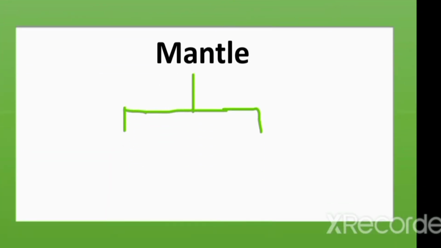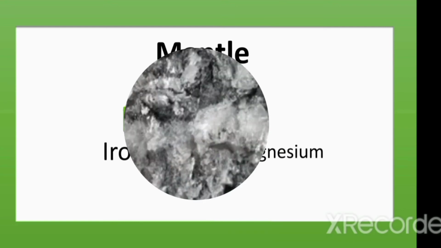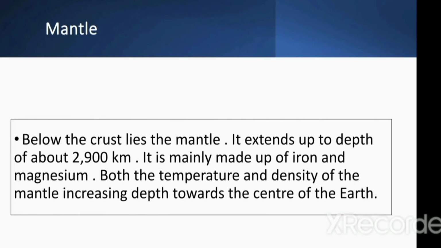Mantle, the second layer of the Earth. The mantle is made up of iron and magnesium. Let's study it in further detail. Below the crust lies the mantle. It extends to a depth of about 2,900 kilometers. Please note down this number. It is mainly made up of iron and magnesium. Both the temperature and density of the mantle increase with depth towards the center of the Earth.